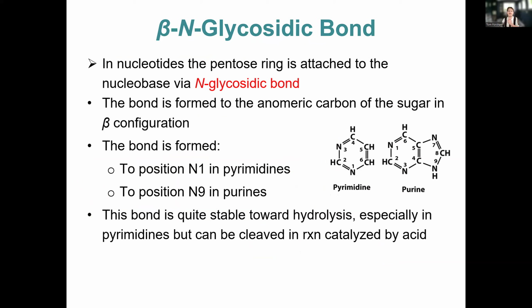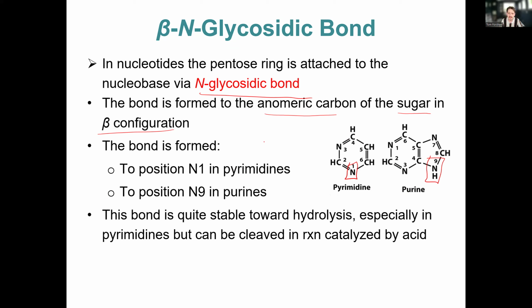Now, to characterize this a little further, this is all stuff that I mentioned, but just to make it clear, the nucleotide base is attached to the sugar at nitrogen 1 of the pyrimidines, nitrogen 9 of the purines, forming an N glycosidic bond. It's the anomeric carbon of the sugar, which is in the beta conformation, and in general it's pretty stable. It's fairly stable. It can be cleaved.